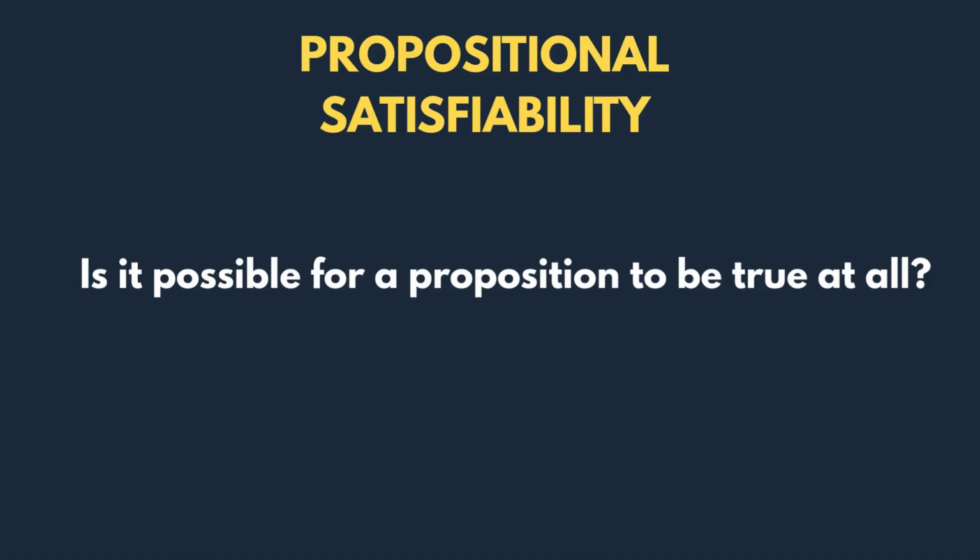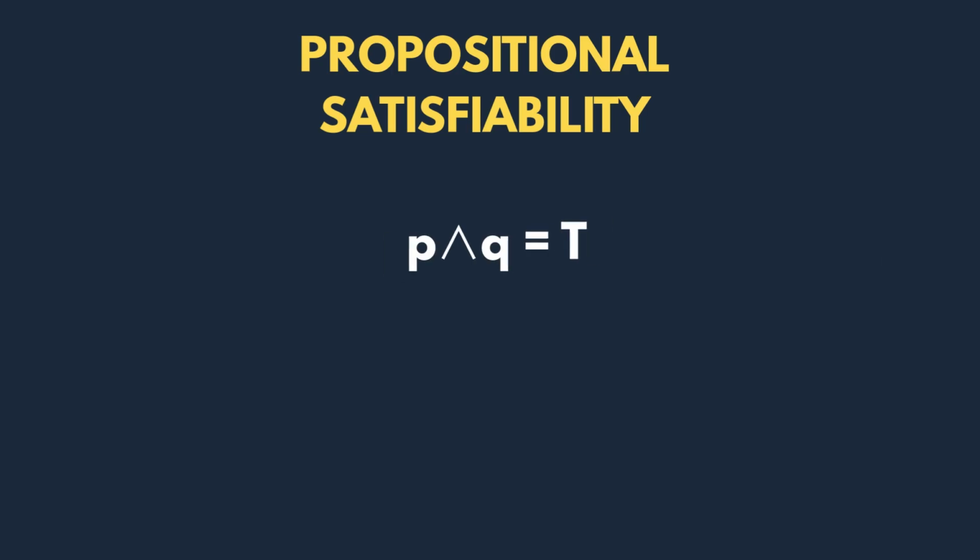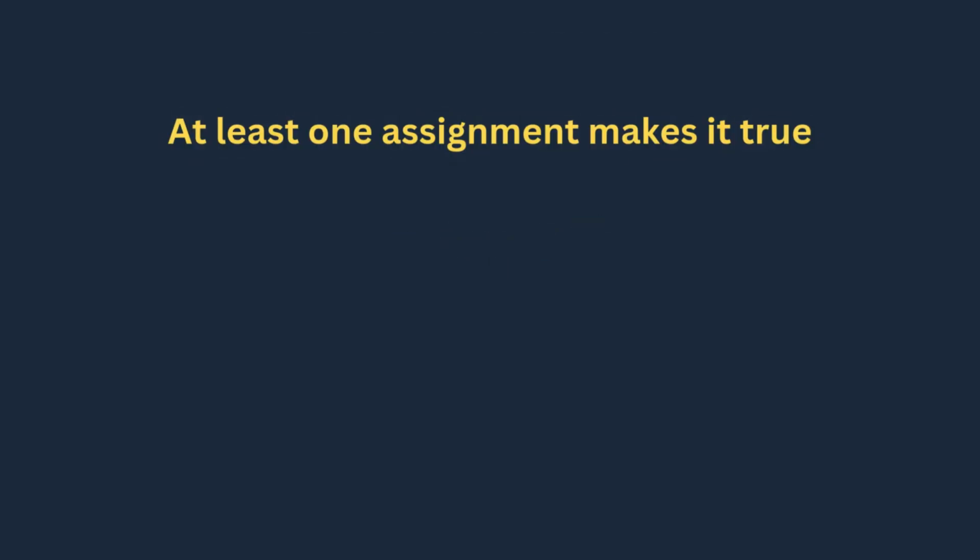A compound proposition is satisfiable if there exists at least one assignment of truth values to its variables that makes the proposition true. In simple terms, if you can find even one situation where the statement becomes true, then it is satisfiable. Consider the proposition. This statement says P is true and Q is true. If we assign true to both P and Q, the entire expression becomes true. So this proposition is satisfiable because at least one assignment makes it true.